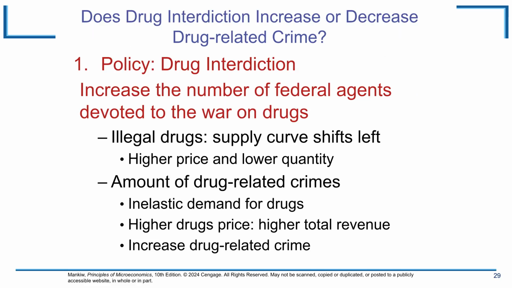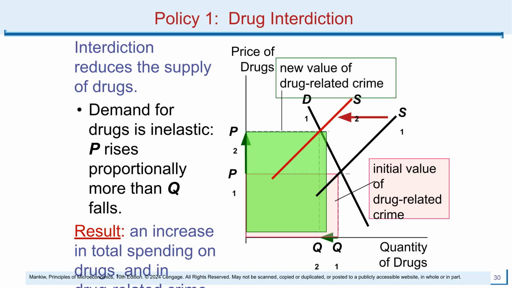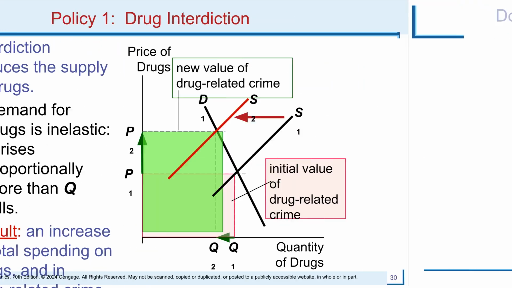We can even analyze the impact of drug interdiction. By shifting the supply of illegal drugs, interdiction increases the price, which, given the inelastic demand for drugs, actually increases total spending. This analysis reveals that policies like drug interdiction may unintentionally increase total spending on drugs, potentially leading to higher rates of drug-related crime.